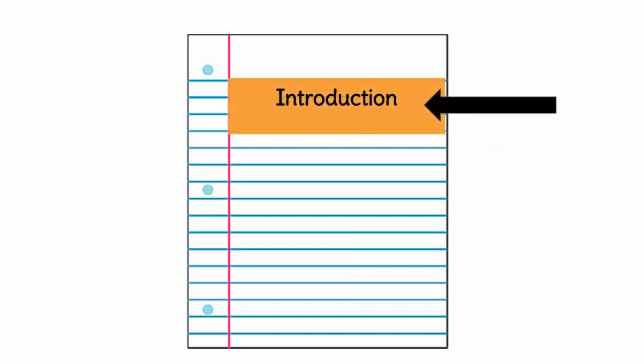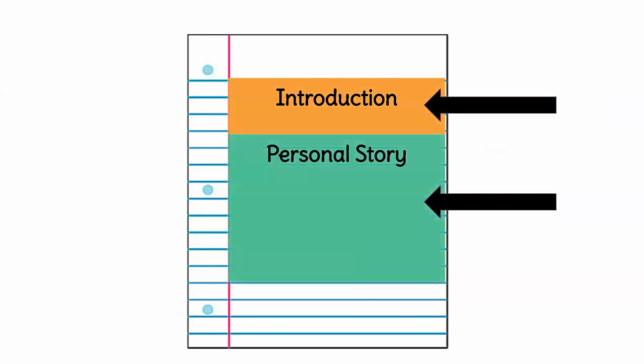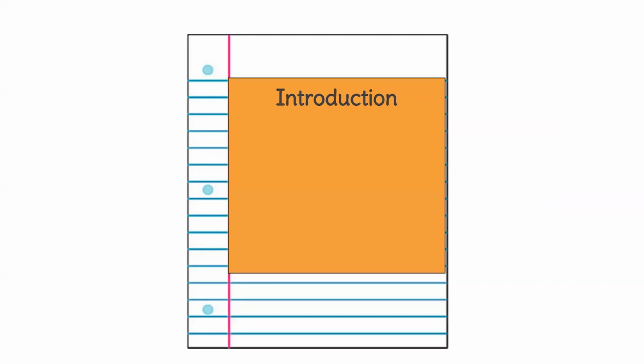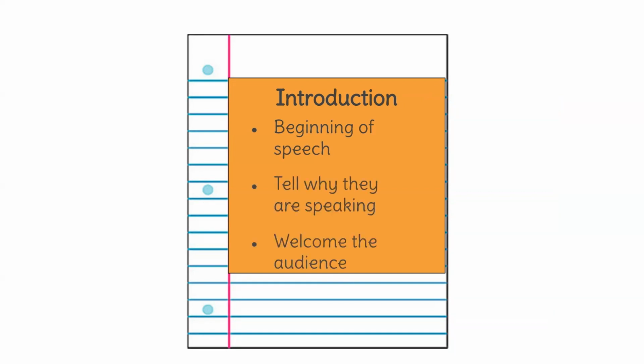Commencement addresses are usually made up of three major elements or parts: an introduction, a personal story, and a conclusion that gives an inspirational message. An introduction is the beginning of a speech or address. The speaker typically begins an address by explaining why they are speaking and welcoming the audience.